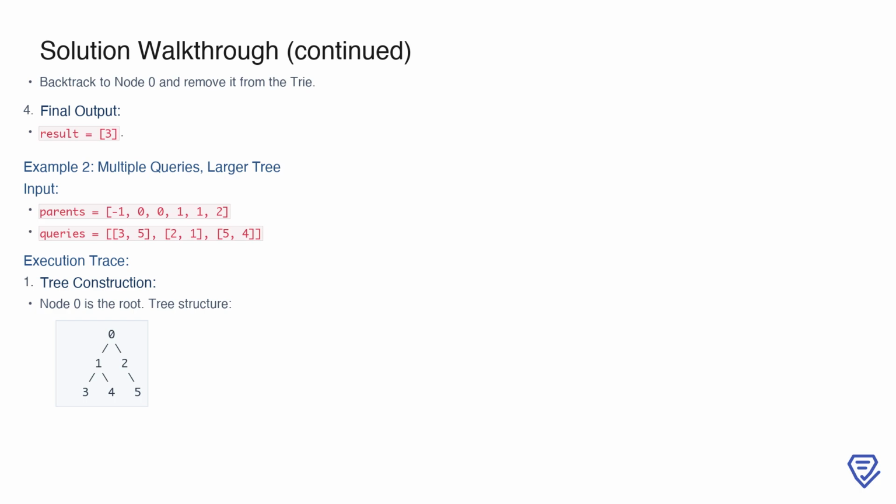Now, we move on to a larger example with multiple queries and a more complex tree structure. For this new example, the input specifies that node 0 is the root, and the tree structure is more expansive, with nodes 1 and 2 as children of node 0. Nodes 3 and 4 are children of node 1, while node 5 is a child of node 2. This results in a tree with depth and branching, which we will use to process multiple queries efficiently.